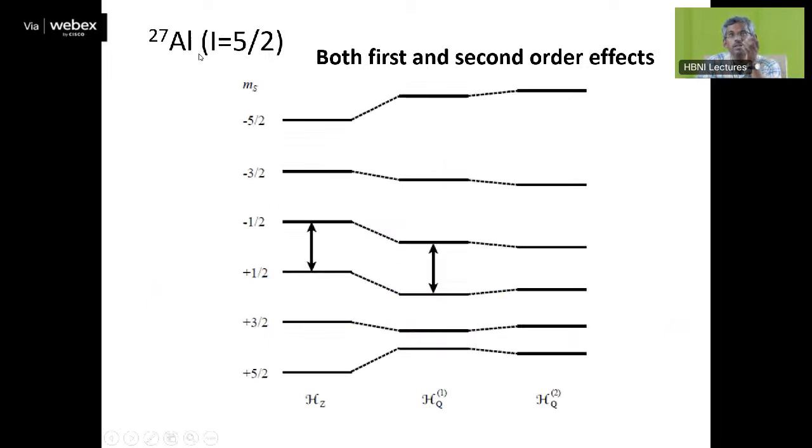Aluminum is an example of a 5 by 2 nucleus. So it's split into 6 levels: 1, 2, 3, 4, 5, 6. You can see here plus 5 by 2, plus 3 by 2. This is the Zeeman, and this is because of the first order quadrupolar interaction. You always see the central transition is not affected by first order, but satellite transitions are affected. And of course, with second order, all transitions will be affected.